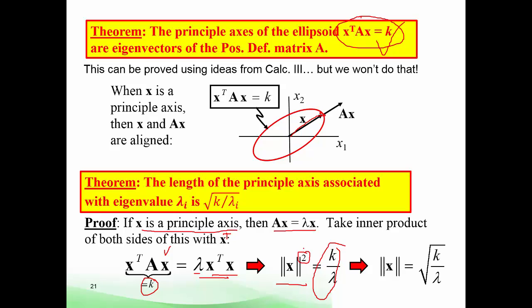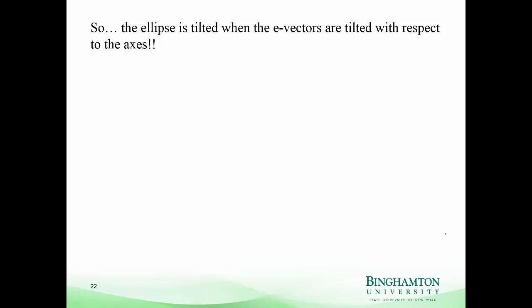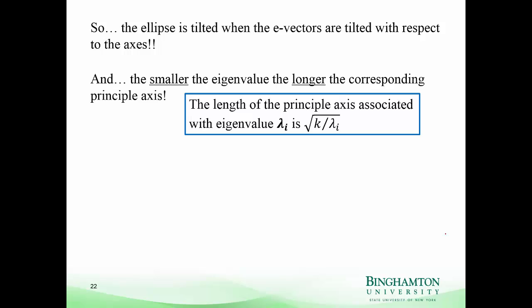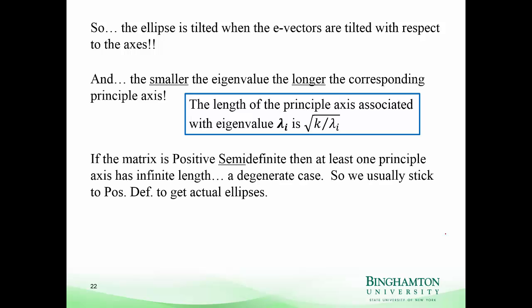We need to get rid of the square, so take the square root. So the length of x, the length of the principal axis, is this amount. So that's remarkable. The ellipse is tilted when the eigenvectors are tilted with respect to the axes. If you want an ellipse to be tilted a certain way, you can create that matrix. Pick your eigenvectors to be tilted the way that you want. You want it to be long along this, short along this, pick your eigenvalues that way.